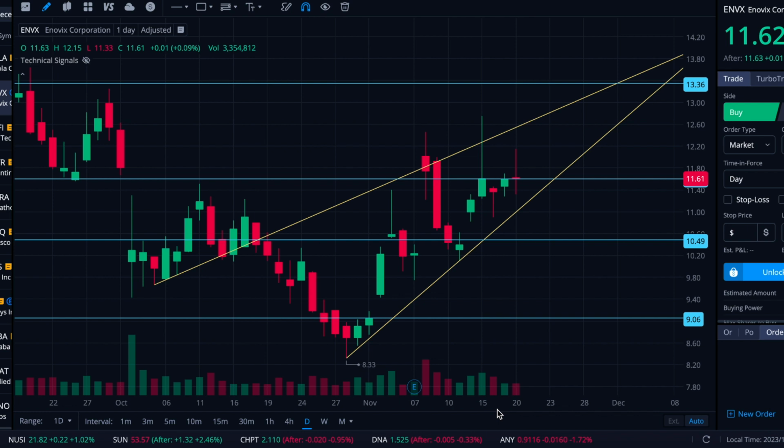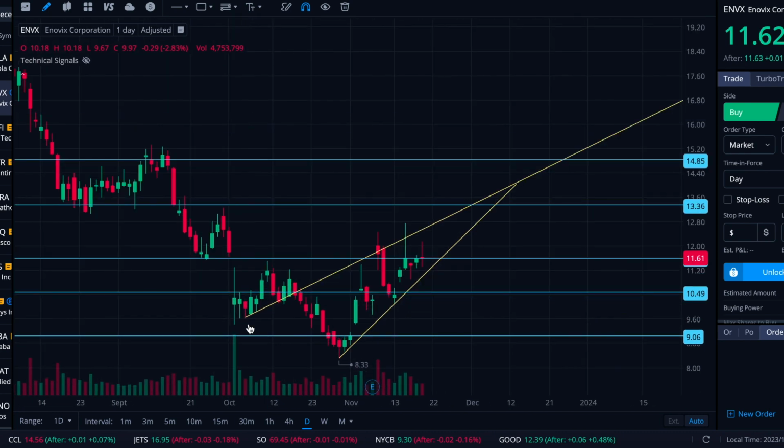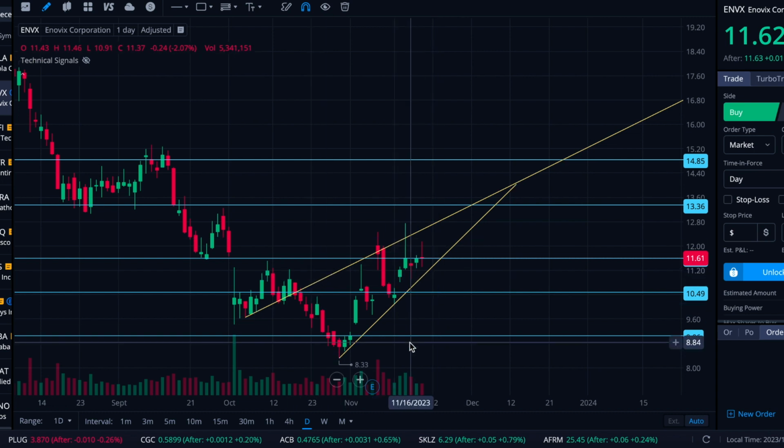Enjoy. All right, folks, here we are on Monday, November 20th. We're going to take a look at ENVX today. So I came in and looked at the chart. I didn't recall ever looking at this before, but I saw that there was this uptrend support that I already had on the chart. The rest of it I filled in.